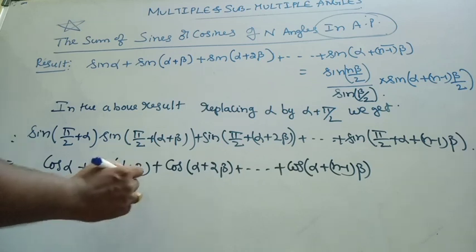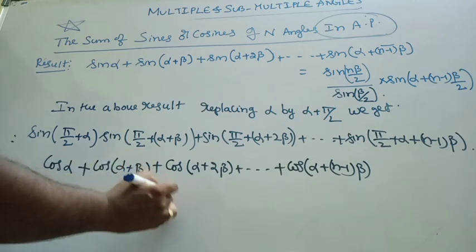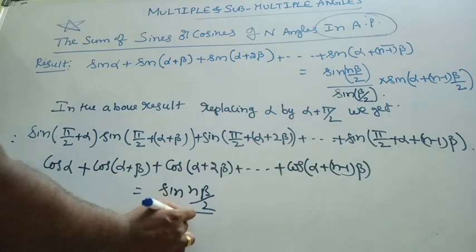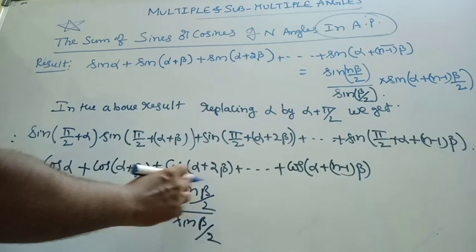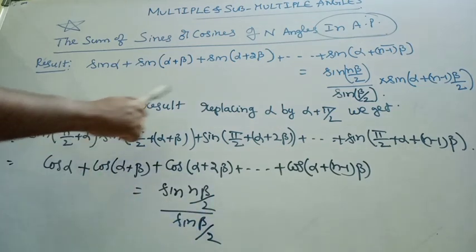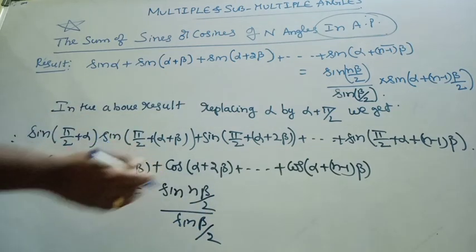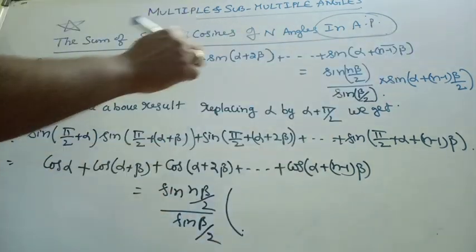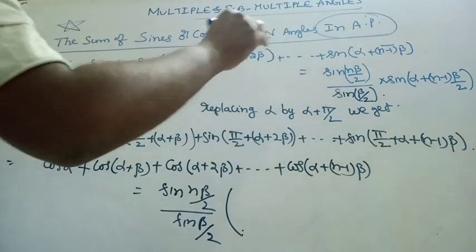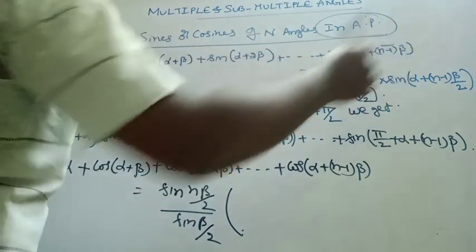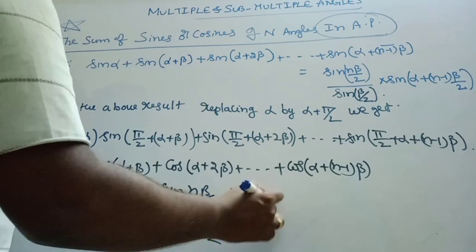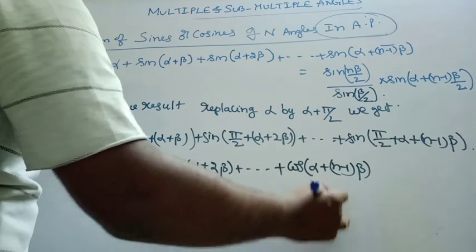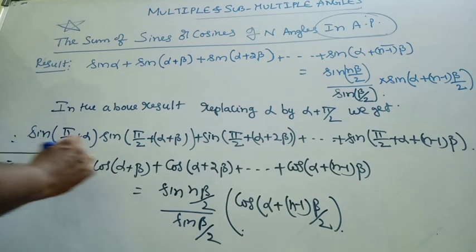This is equal to sin n beta by 2 by sin beta by 2. This will not change because we replaced only alpha by alpha plus pi by 2. This is equal to sin, in the place of alpha we take pi by 2 plus alpha, that means 90 plus alpha, so you are going to get cos of alpha plus n minus 1 into beta by 2, like this. Therefore, we have got a wonderful result.